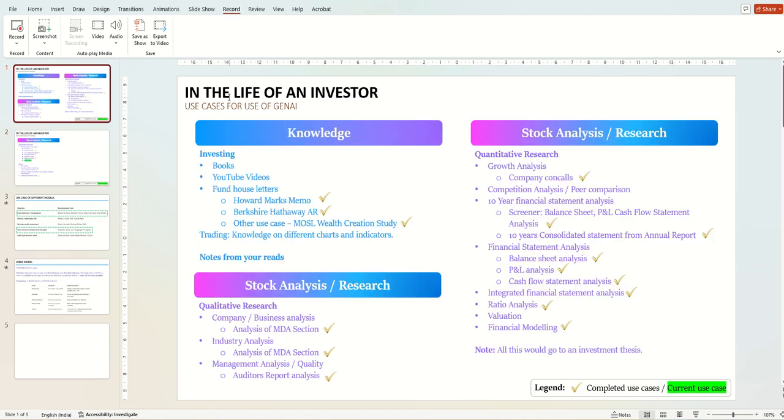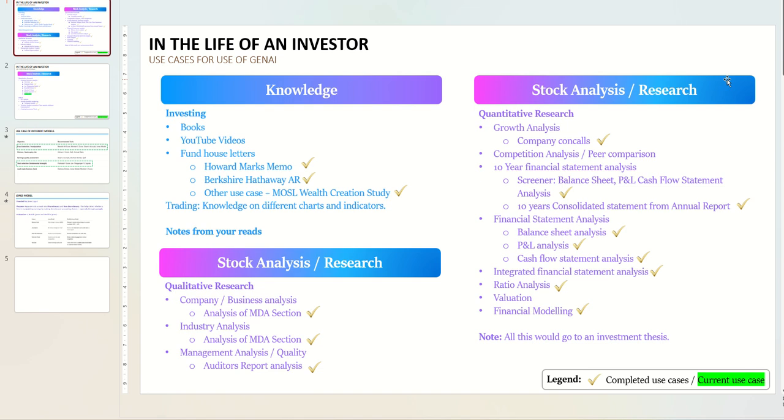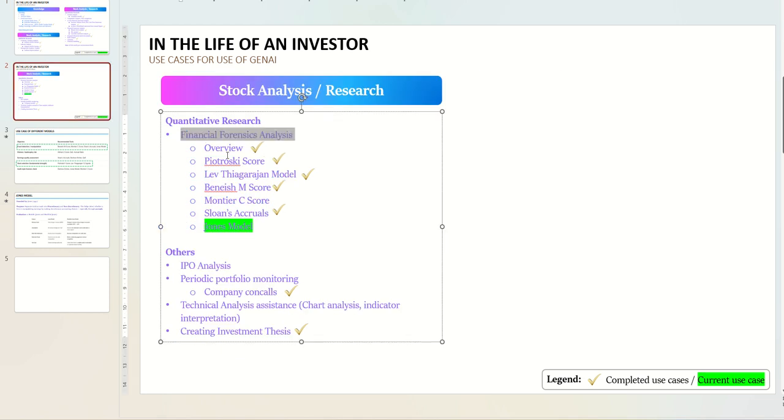In the previous slide, whatever you see, these are the cases which we have finished discussing so far. So check my previous videos if you have not come across these use cases. Currently, the videos are running around the forensic analysis, and so far we have completed these five models, and currently we are going to discuss the Jones model.